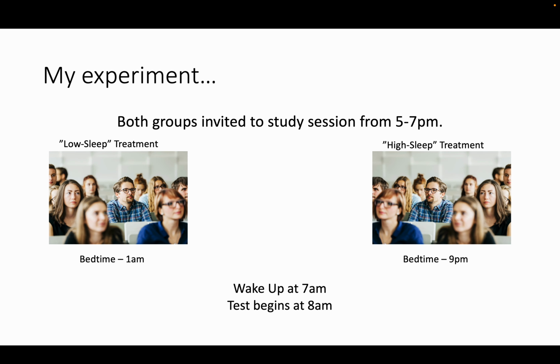All right, so let's say I set up an experiment and I take two groups of students in my introductory biology class and I do the unit of instruction, and then I invite both groups to a study session from 5 to 7 at night, and then I divide them into two treatment conditions, a low sleep treatment and a high sleep treatment. My low sleep treatment, I make them watch Netflix all evening and they go to bed at 1 a.m. My high sleep treatment, I send them home at 7, tell them to get a snack, brush your teeth, go to bed. And they both have to wake up at 7 a.m. The test begins at 8 a.m. Okay, so there's my somewhat controlled test.